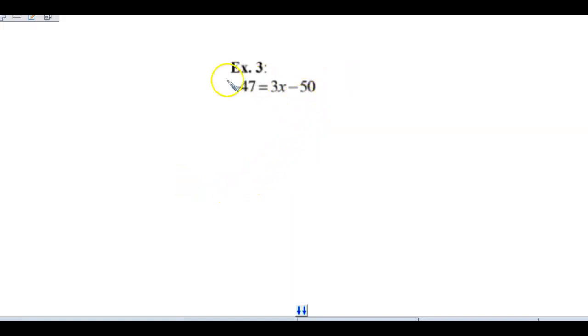So when I look at this, I have a negative 47 on the left, and I have a 3x minus 50 on the right. Well, I see that this is multiplication, and this is subtraction. And knowing that I need to add or subtract first, I'm going to undo this minus 50 first. So the opposite would be to add 50 to both sides.